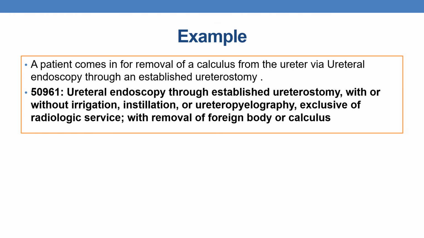Now let us see an example. A patient comes in for removal of calculus from ureter via ureteral endoscopy through an established ureterostomy. So here the CPT is 50961. Ureteral endoscopy through established ureterostomy with or without irrigation, instillation or ureteropyelography exclusive of radiological service with the removal of foreign body or calculus.